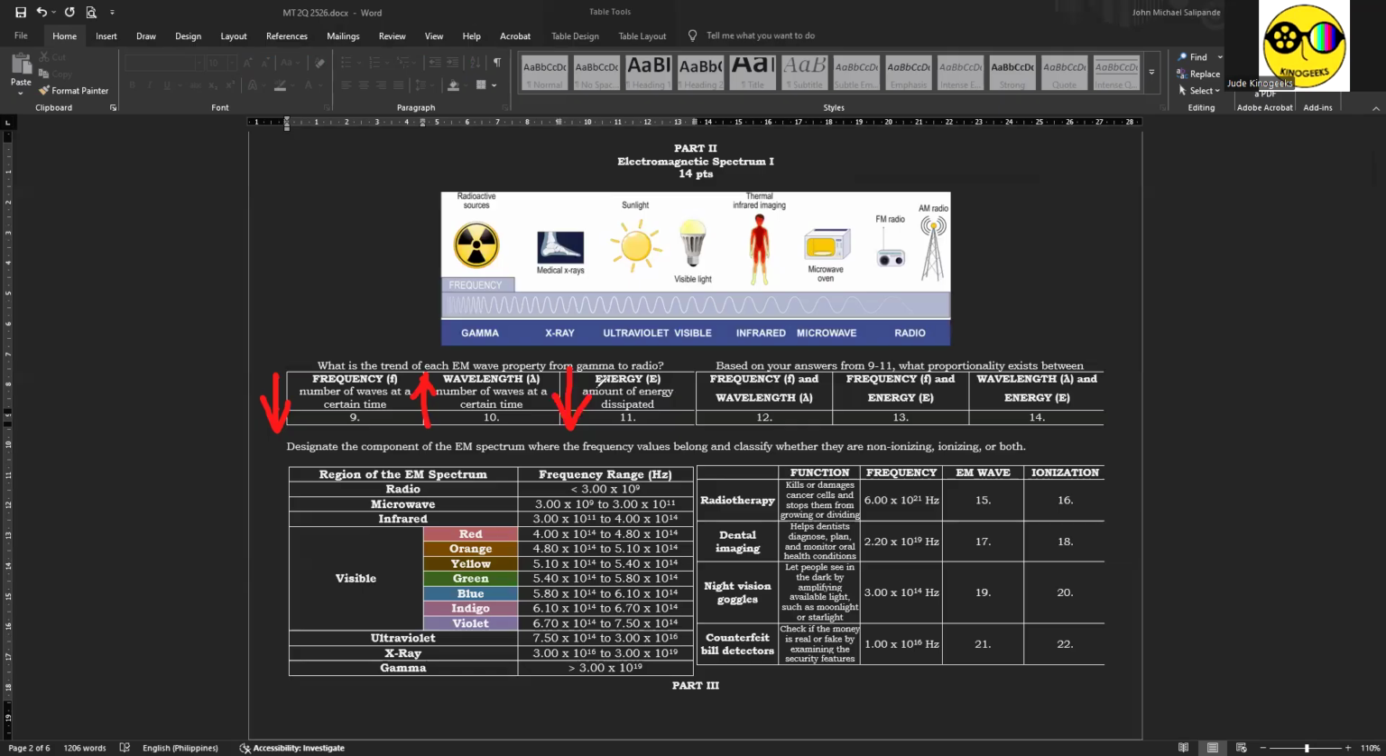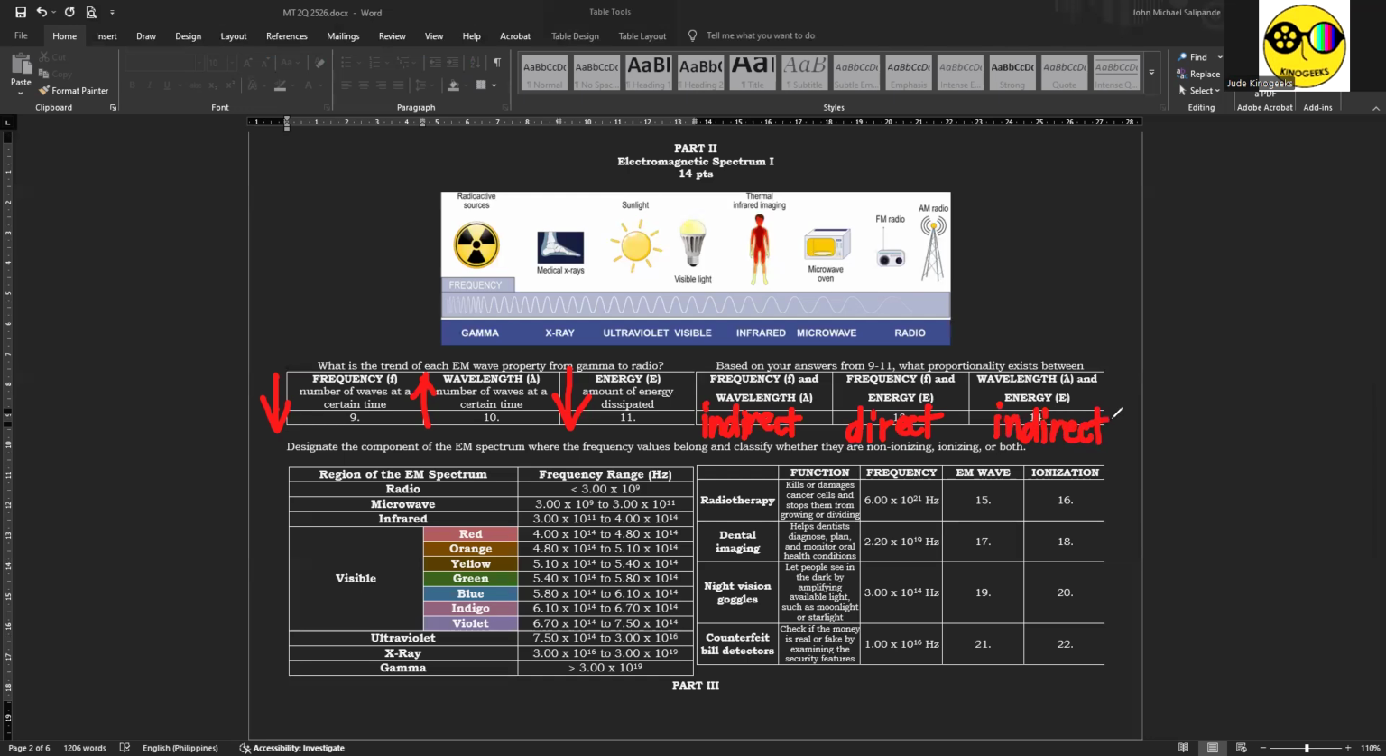Now, based on your answers from numbers 9 to 11, what proportionality exists between the first pair, frequency and wavelength? Frequency decreases, wavelength increases, therefore you have an indirect or inverse relationship. For frequency and energy, when frequency goes down, energy goes down as well, so they exhibit a direct proportional relationship. For wavelength and energy, wavelength increases while energy decreases. Therefore, the relationship between wavelength and energy also exhibits an indirect proportional relationship.